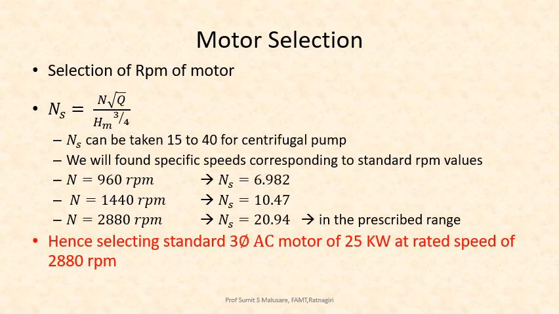Now we have to select the RPM of the motor, and the RPM selection will be based upon the specific speed of the pump. Now see, Ns is equal to N into square root of Q upon HM to the power of 3 by 4.